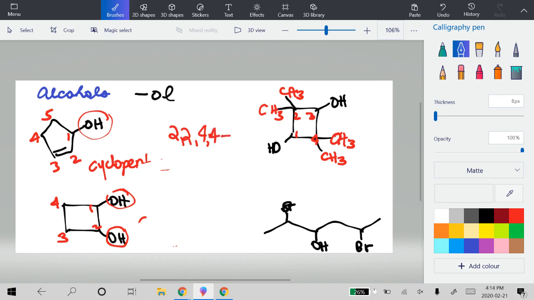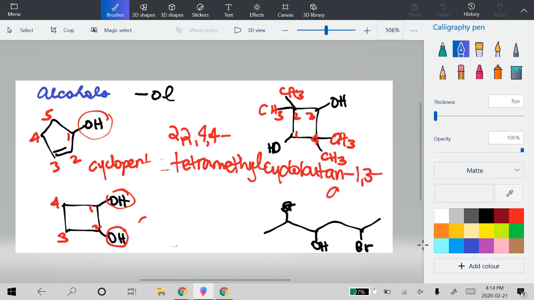for the methyls, but it's got to get a prefix of the 4, so tetra is for 4 of the same substituent group, tetramethyl, and then the backbone is cyclobutane, and then I have the diols again, so 1,3-diol.